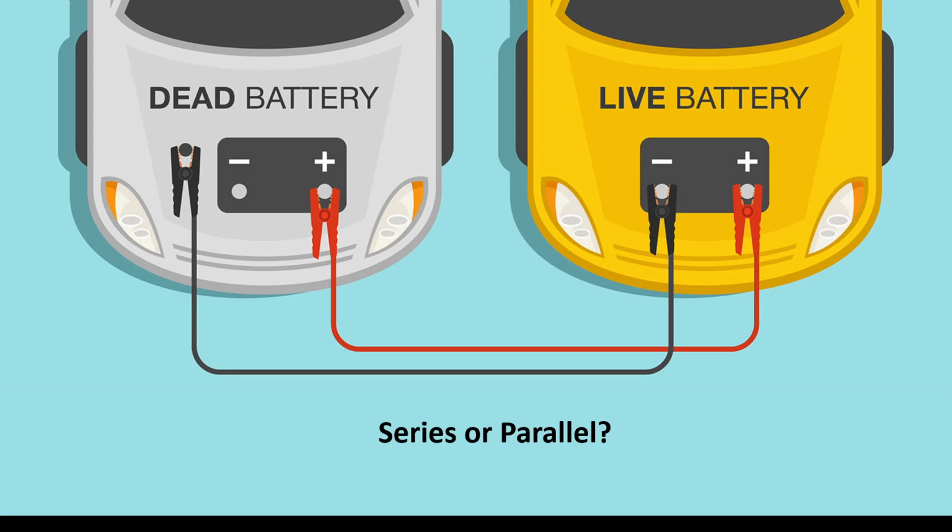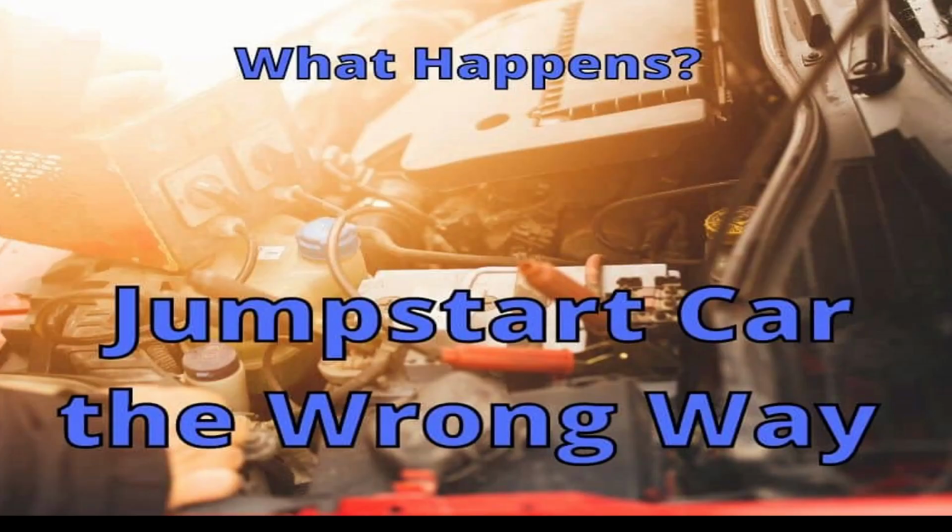There are problems if you hook it up the wrong way. If you connect positive to negative on the two different cars, what you're going to do is ramp up the voltage. Too much voltage in a vehicle is a bad idea. Lots of things can happen if you hook this up wrong. So remember, when you're jump starting a car, it's always red to red, positive to positive, black to black, negative to negative. And so what goes wrong?